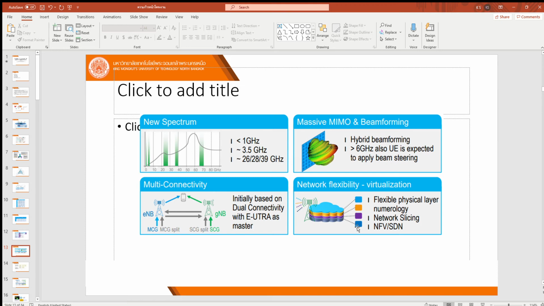That means in the future, if the network operator wants to know how much capacity Facebook is going to use, they can measure using only one slice. So they can know how much of the spectrum Facebook is going to use, and they can charge Facebook later.